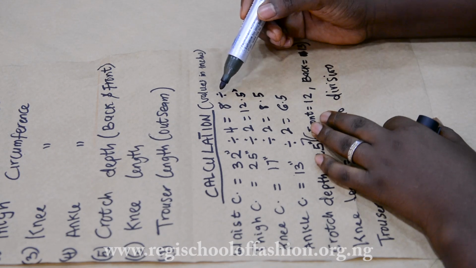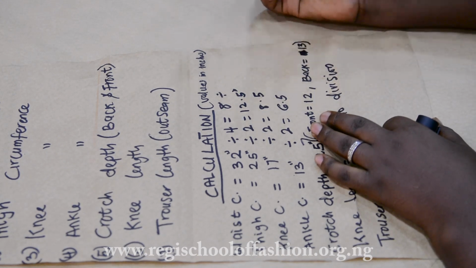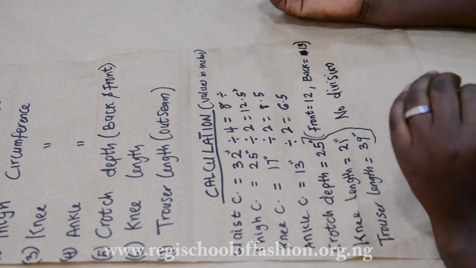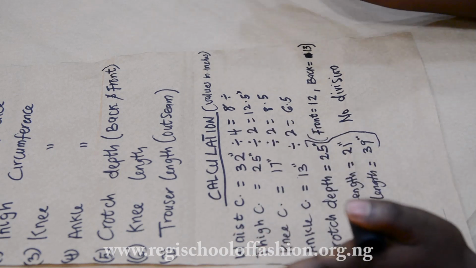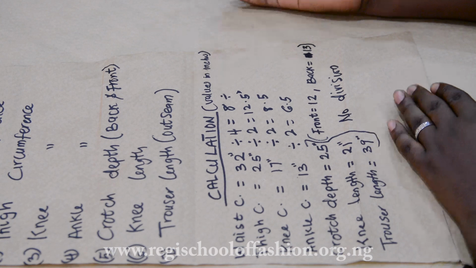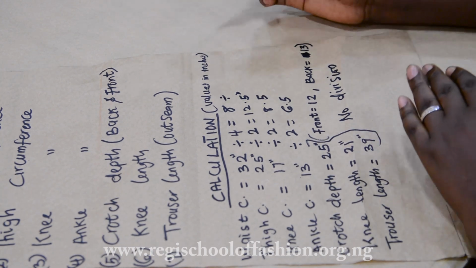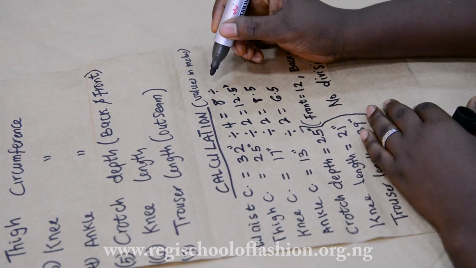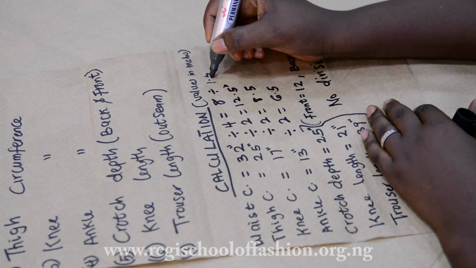So for the waist circumference, I'll be adding some amount of ease. So the amount of ease you'll be adding is determined by how fit you want your trousers to be. So before now, they used to make a very big trousers for native wear, but nowadays it has been adjusted to be a fitted one. So the way you want your trousers to fit will be determined by the amount of ease you will be adding. So for me, I will be adding 1.5 inches.